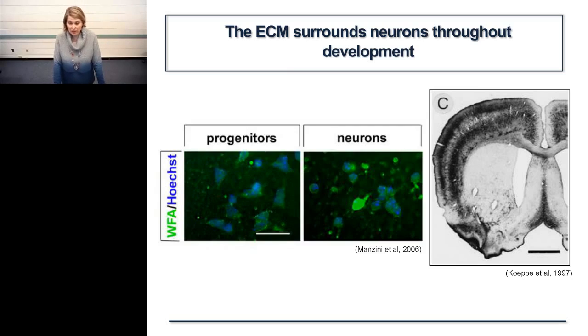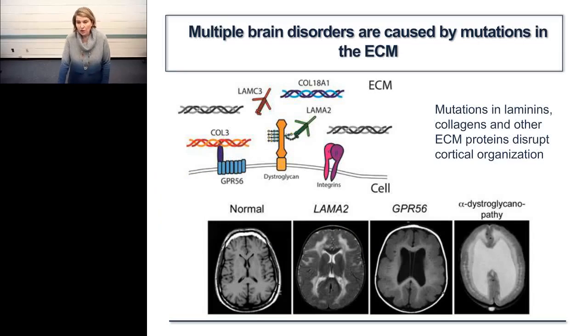This is a particular kind of proteoglycan. And so this differential expression at different stages of development and different localizations pointed to the fact that the ECM also has a functional role for neural differentiation that we're actually trying to figure out. Another support for the fact that the ECM is important for brain development is that if the ECM is disrupted, you can have multiple types of brain disorders.